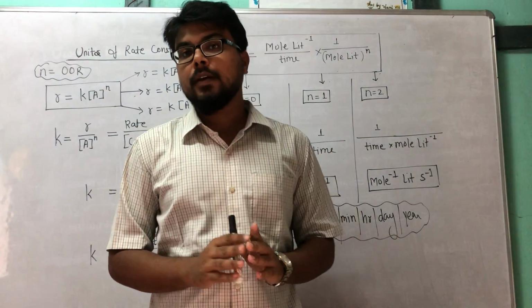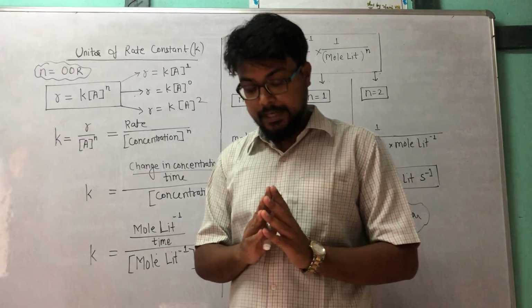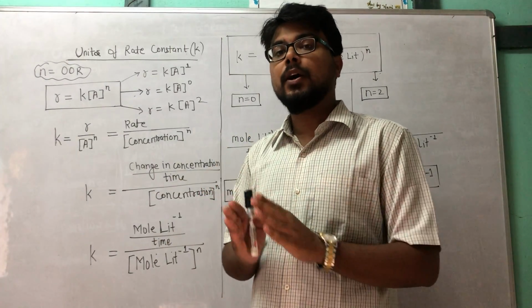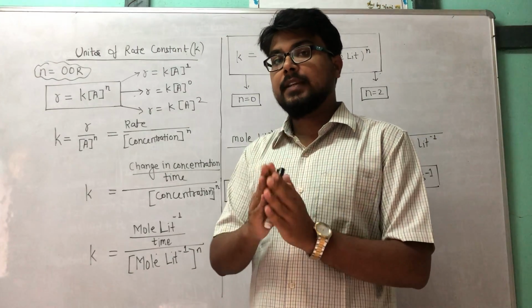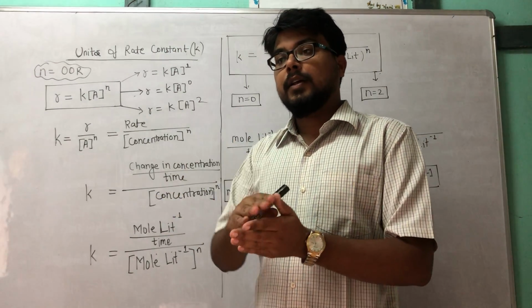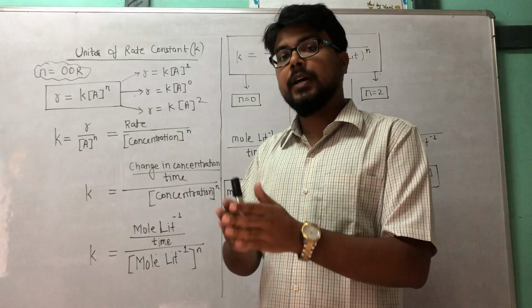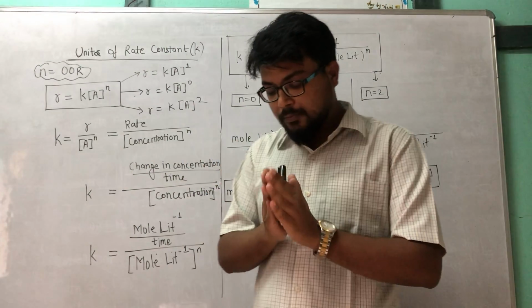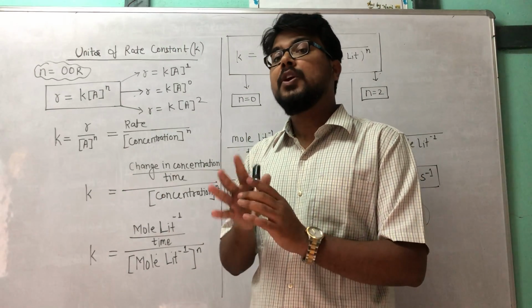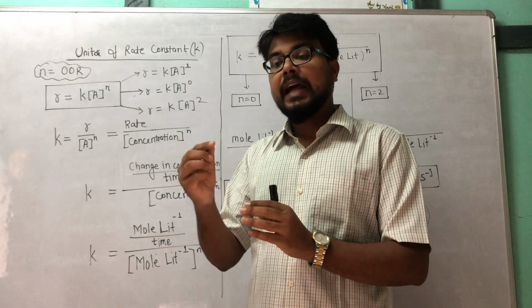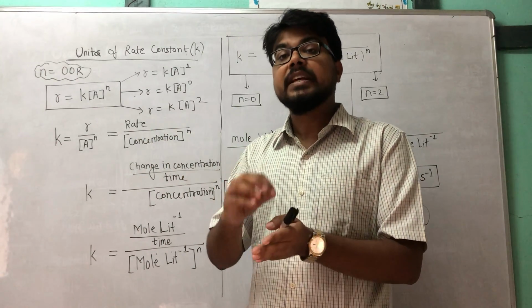Okay, students. Today we are going to discuss the units of rate constant for different orders of reaction. Suppose one reaction follows zero order, another follows first order, or second order. What would be the unit of rate constant for a reaction that follows a different order by which it proceeds?